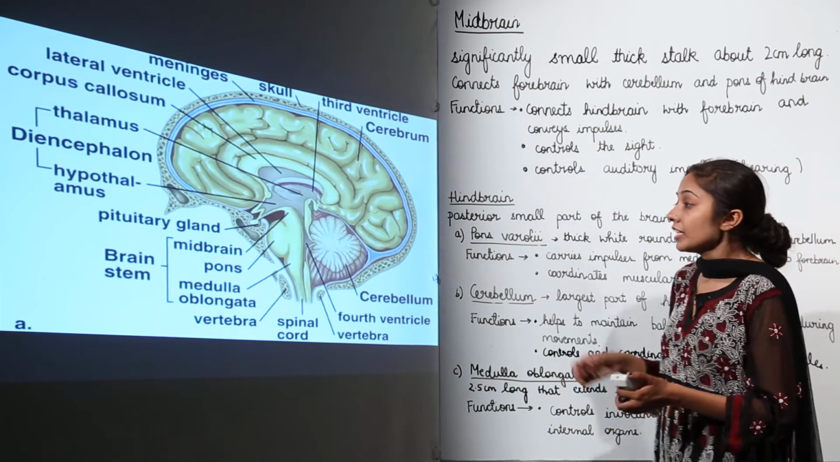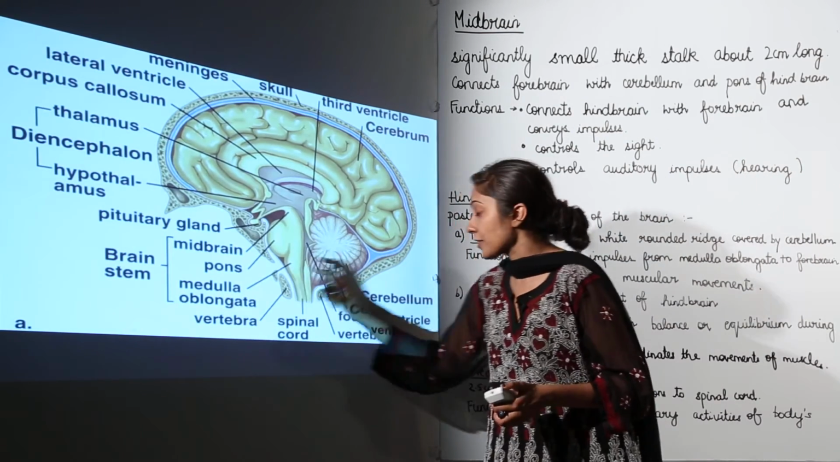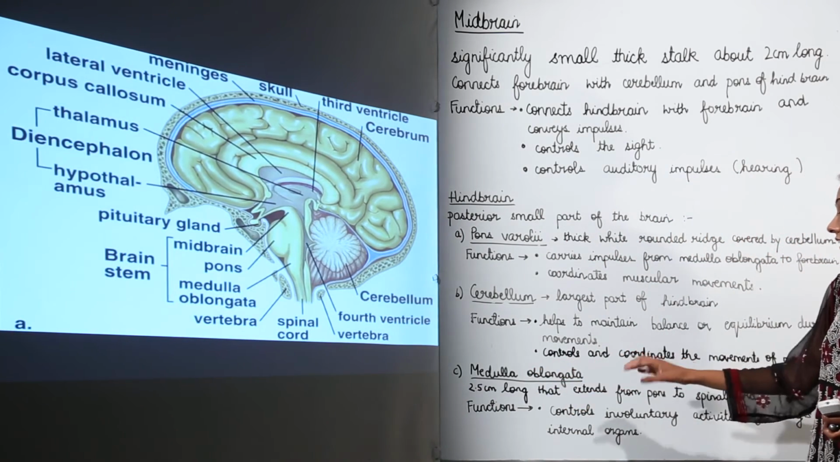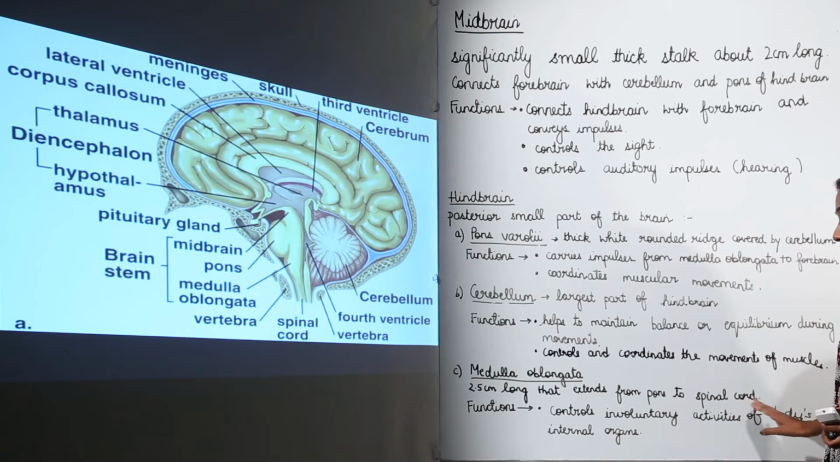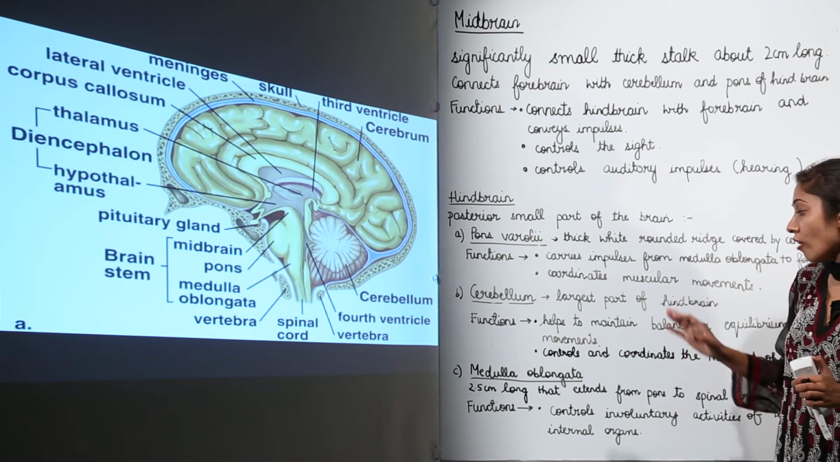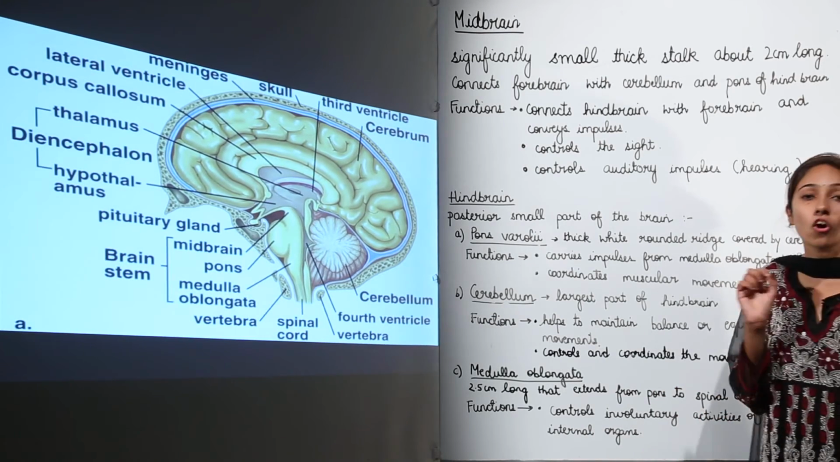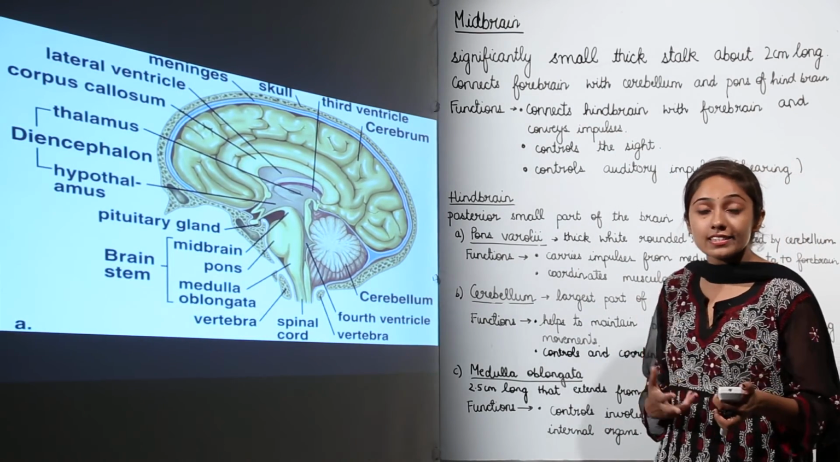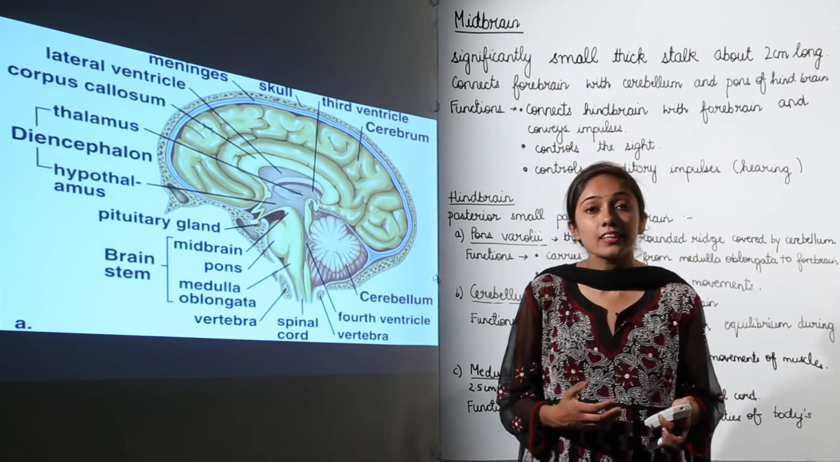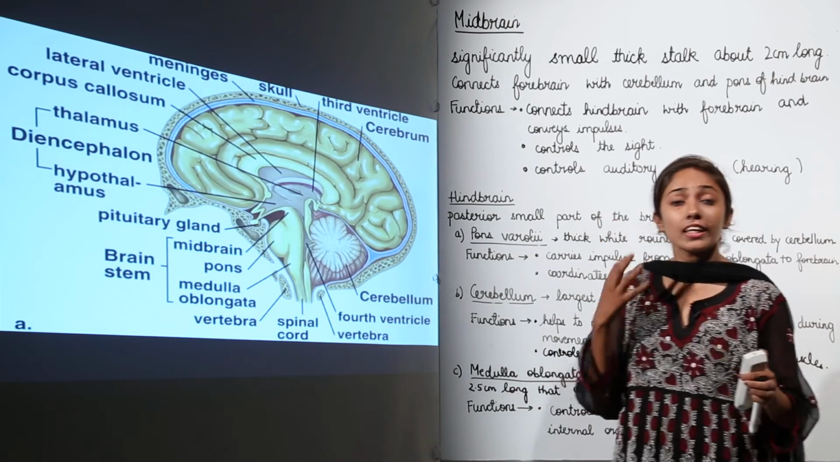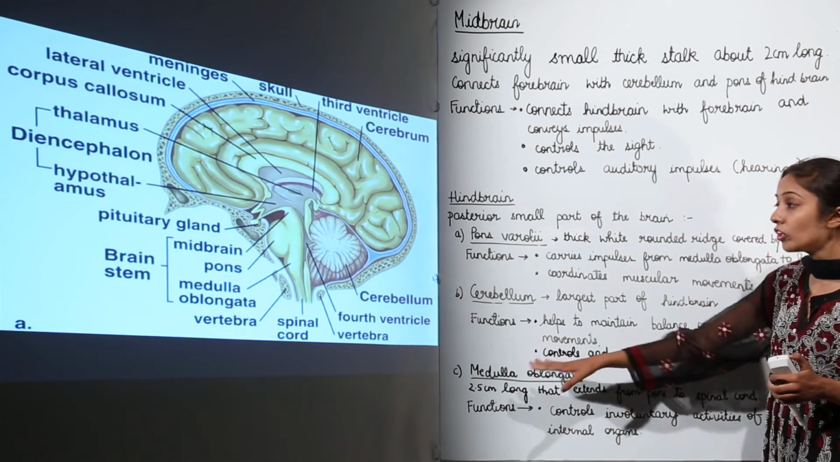Then we have the medulla oblongata, this part. Now this is 2.5 cm long and extends from pons to spinal cord. The major function of medulla oblongata is that it controls involuntary activities of the body's internal organs like the cardiac center, the respiratory center, the reflexes, swallowing, sneezing, vomiting. All these involuntary actions are controlled by medulla oblongata.